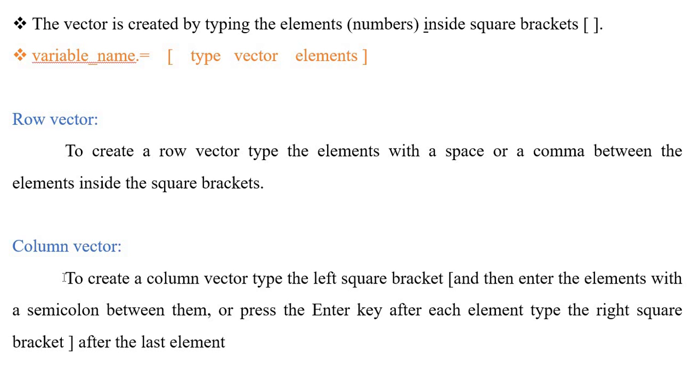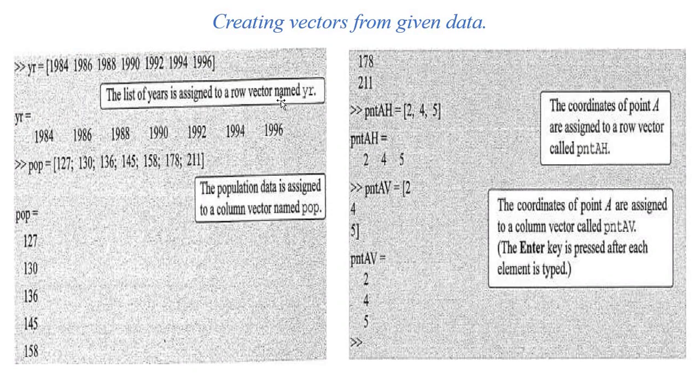Column vector. To create a column vector, type the left square bracket and then enter the elements with a semicolon between them, or press the enter key after each element, and type the right square bracket after the last element. So now we are going to see creating vector form. Now we have to create the vector equal to 1984. This is a one-dimensional array. So it is creating a row vector, therefore each element has a space. So 1984 space 1986, 1988 and so on.